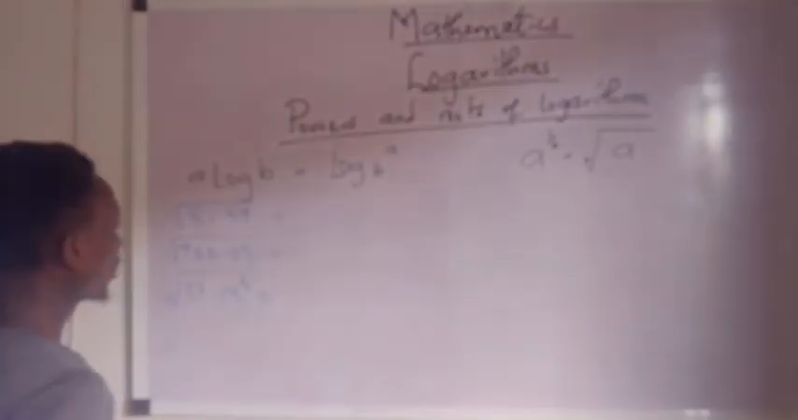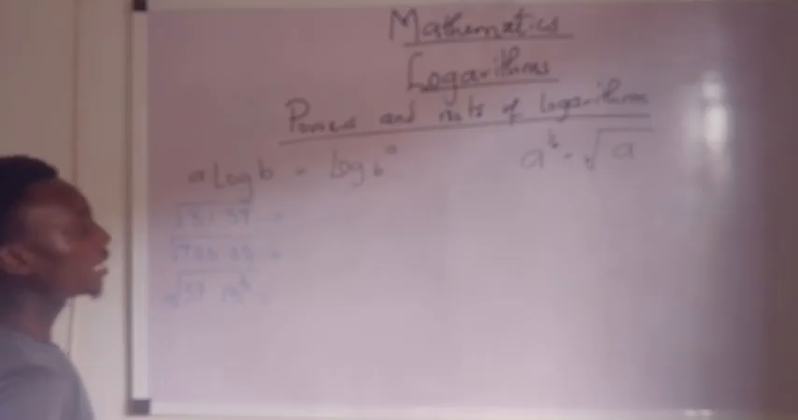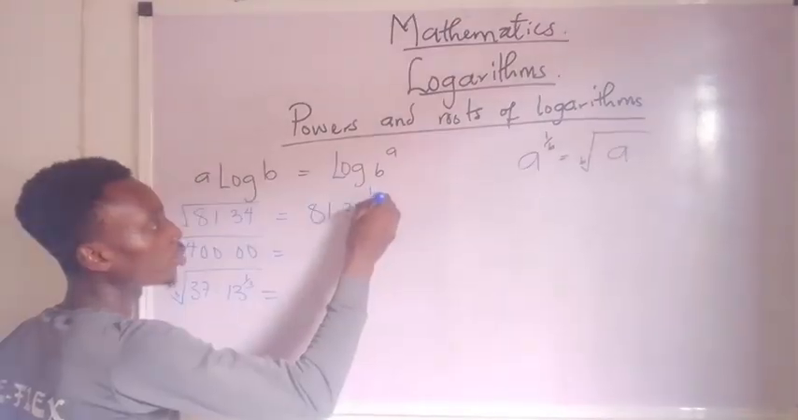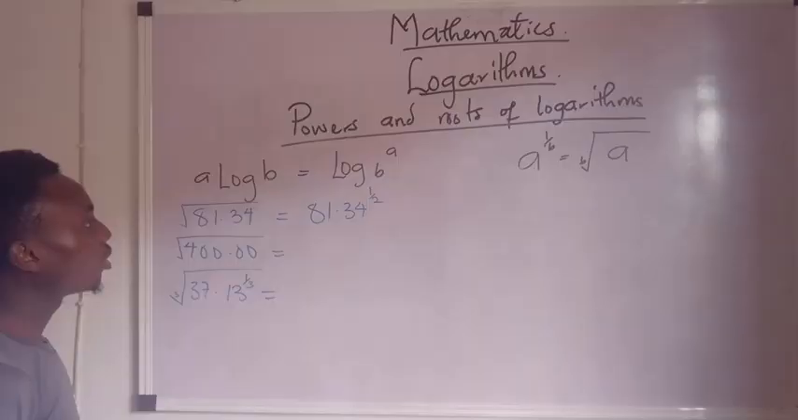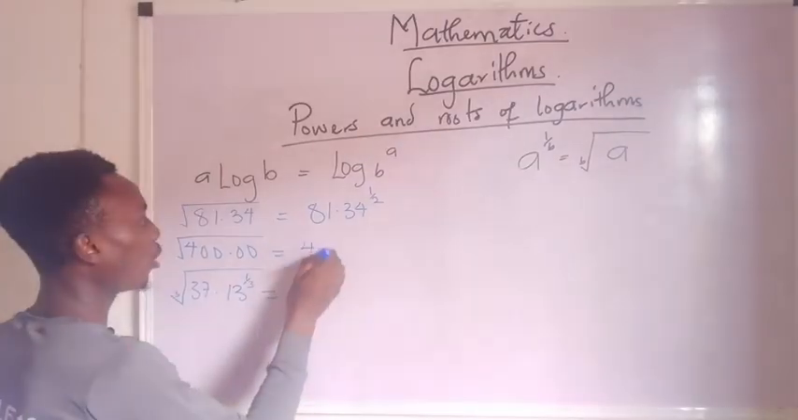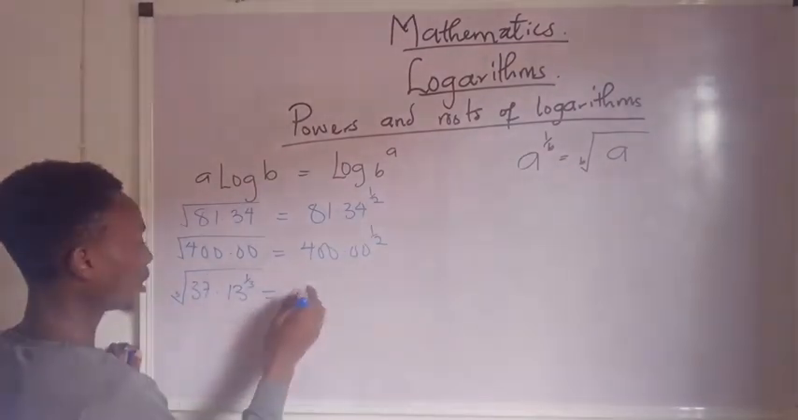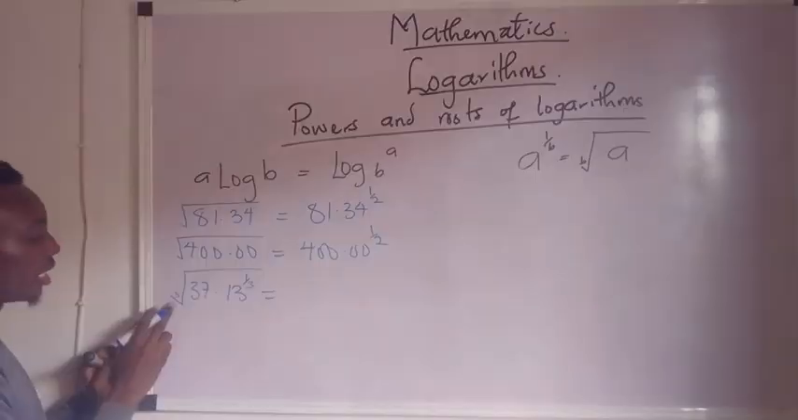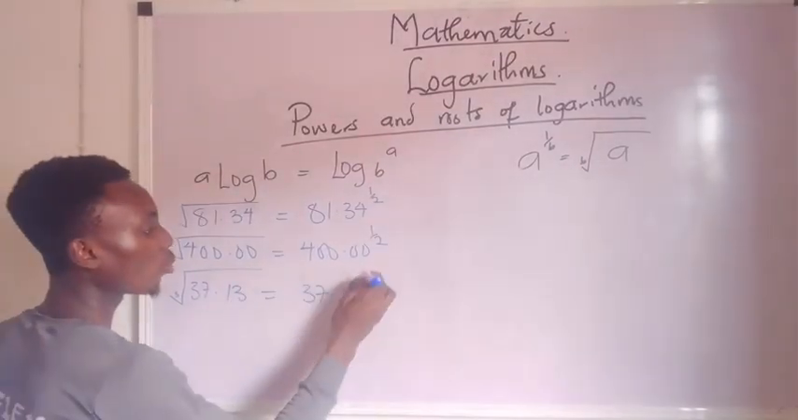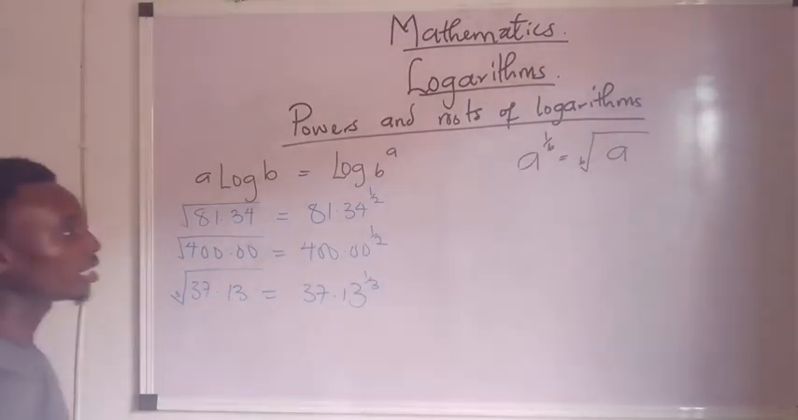Now, it means this is actually the square root of 81.34, right? And this can be written as 81.34 raised to the power 1 over 2. This can be written as 400.00 raised to the power 1 over 2. And this can be written as, take notes, we have a small 3 here, so this is 37.13 raised to the power 1 over 3. Are you following me now?